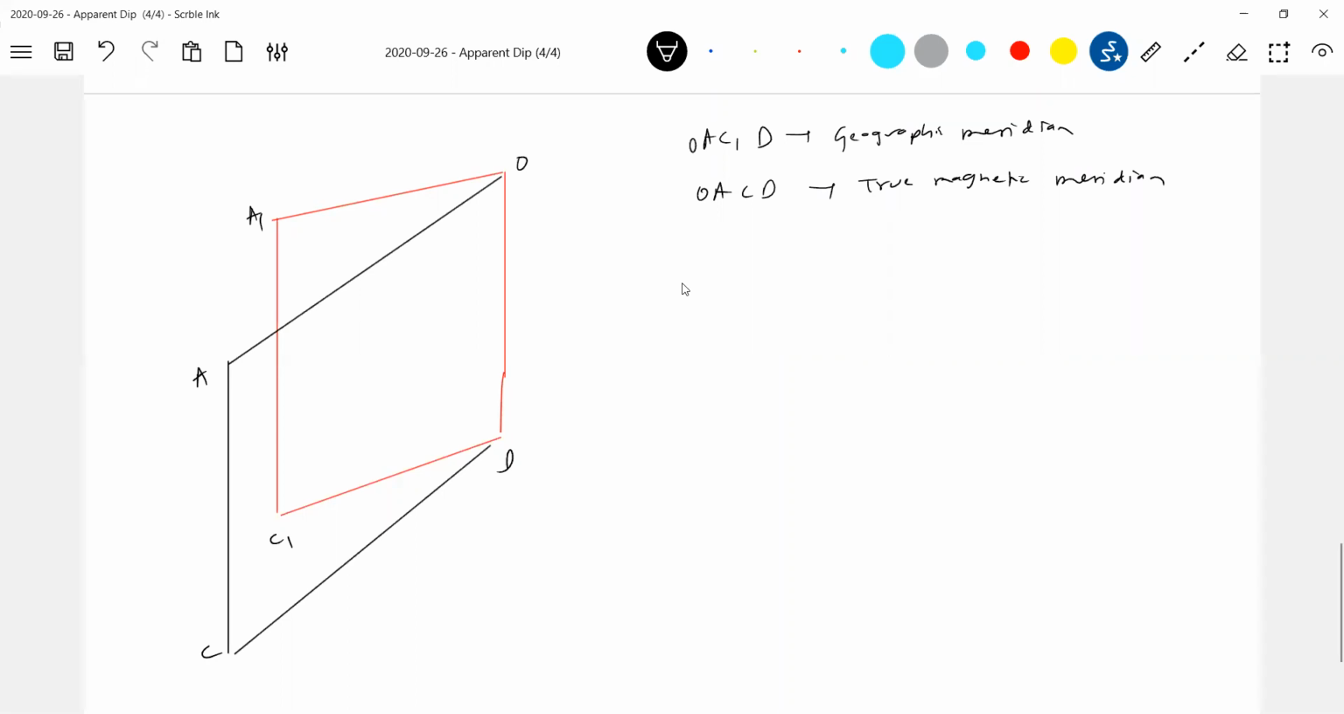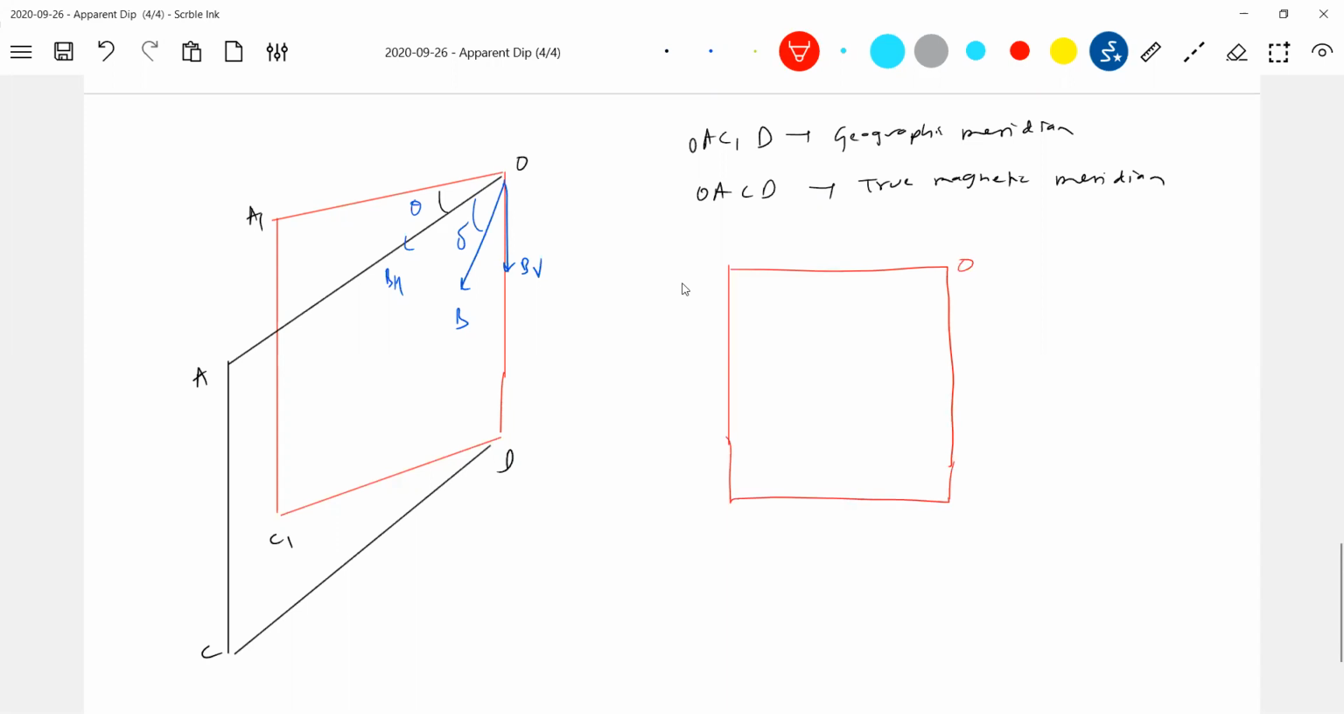So first, what will happen? This theta, I think this is the declination, and we have just now discussed, no? So this is the true dip, the horizontal BH, and this way. So first I will bring the dip circle and place it in the geographic meridian, OA1CD. I think OAC1D I wrote as geographic meridian.